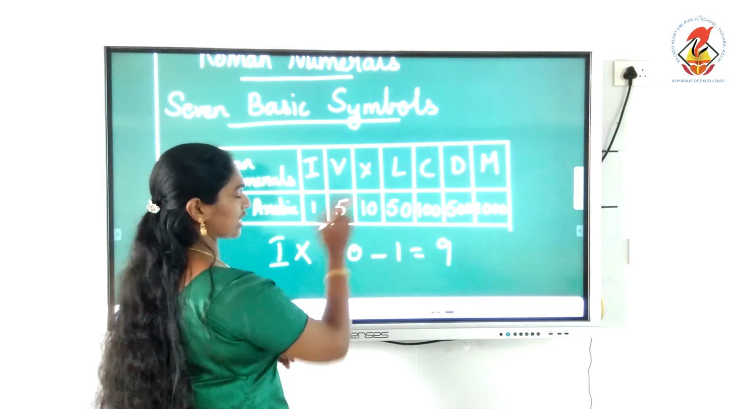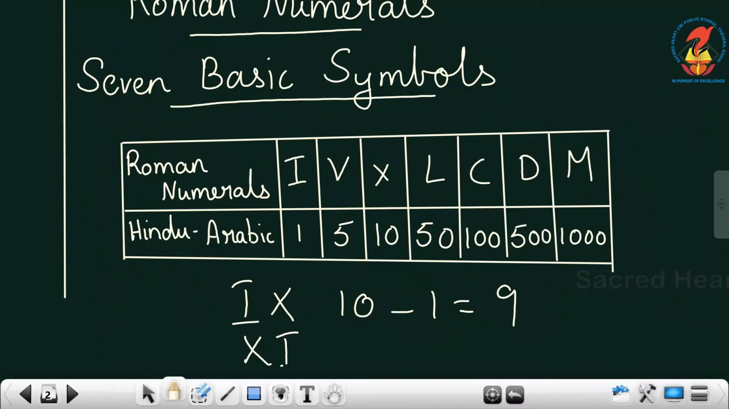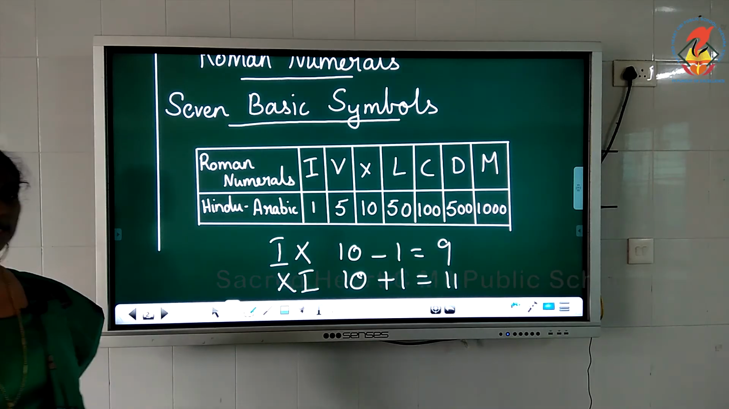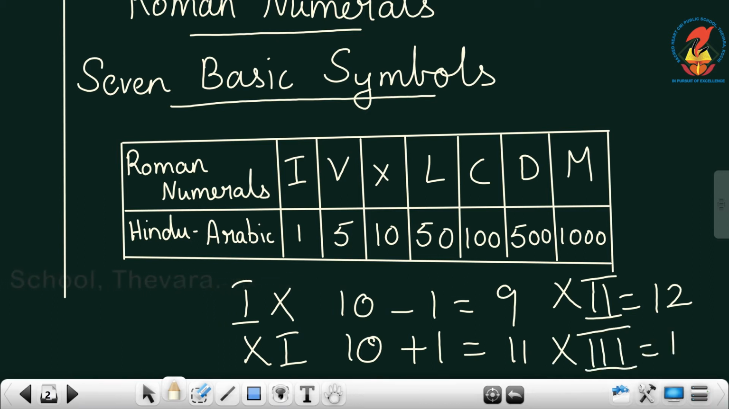Then you have 10 as X. How will you write 11? You will put I after X. Means what? It is 10 plus 1, that is equal to 11. Clear? Now, how will you write 12? It is XII, that is 10 plus 2, which gives you 12. Similarly, you can write 13, XIII. 10 plus 3 will give you 13.